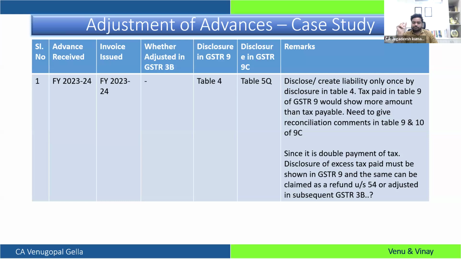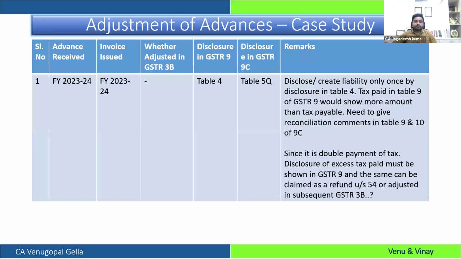In table 4, you need to report only the tax invoice, not the unadjusted advance. You don't need to report it. So obviously in table 9, you will get the difference. Whatever the difference you get, you can go for a refund of the taxes under excess payment of tax. You can file an application for excess payment of tax and claim the refund of that excess paid, that is, the unadjusted tax paid on unadjusted advances.